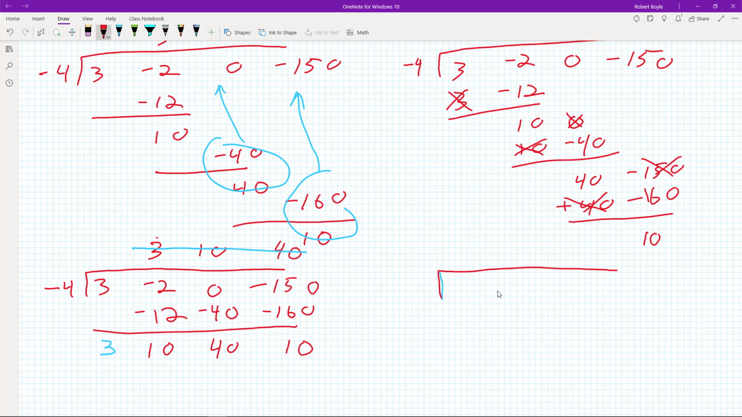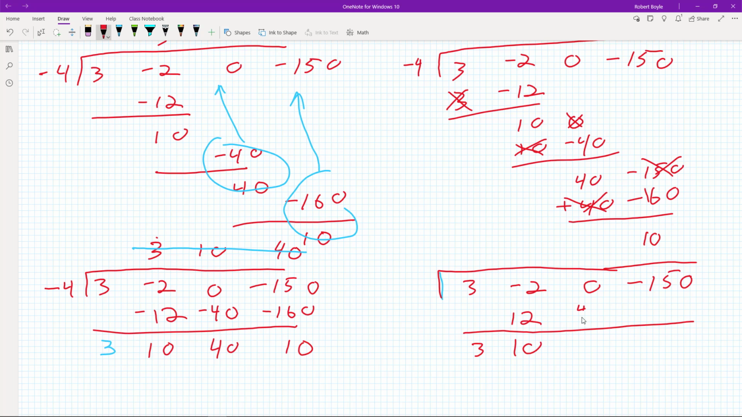I'm going to have my 3, -2, 0, -150. So instead of -12, I want to have a +12 here. And then when I add that, I will get 10. I still want my 3 here. Instead of -40, I'm going to have +40. And when I add those together, I'll get 40, which I'm looking for. Instead of -160, I'm going to have +160. Well, I don't need the positive there. 160. And that, of course, will give me 10.